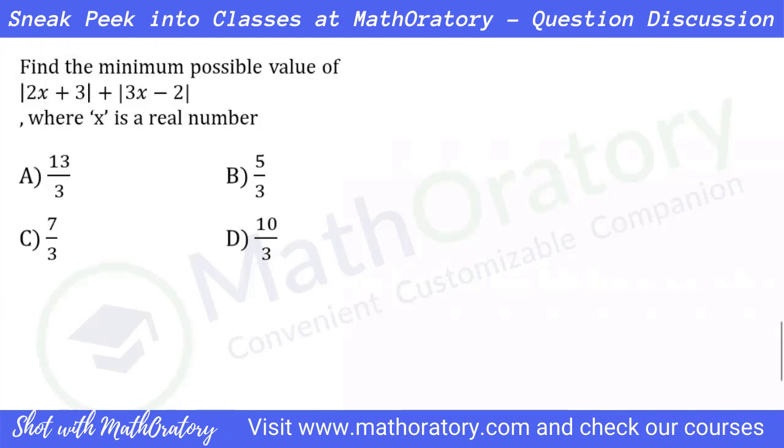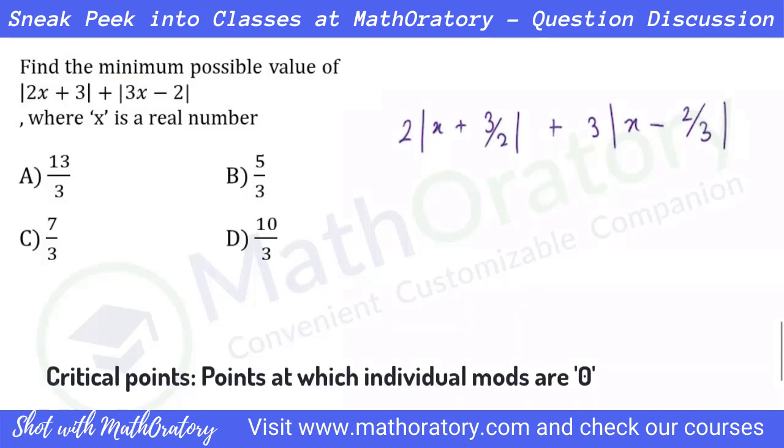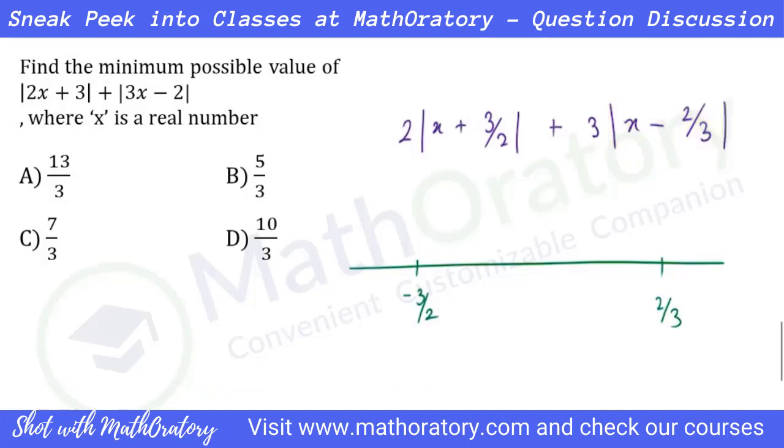You have mod of 2x plus 3 plus mod of 3x minus 2. Can't we write this as something like this? We can rewrite whatever is given as something like this, right? Now, if you look at the critical points here, there are two critical points. One is minus 3 by 2 and another is 2 by 3, right? Obviously, x has to be placed somewhere in between these two in order to minimize.